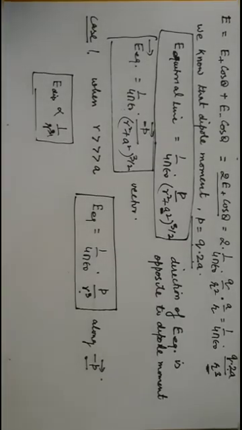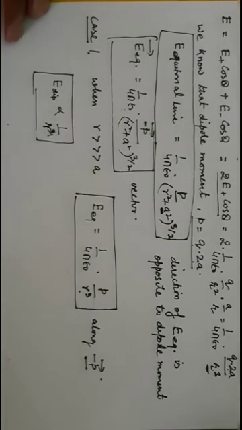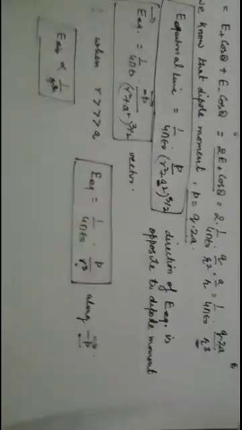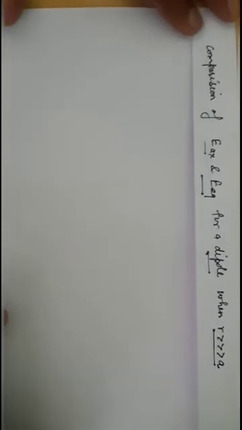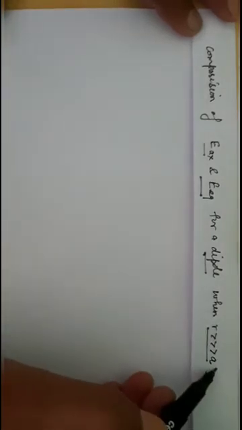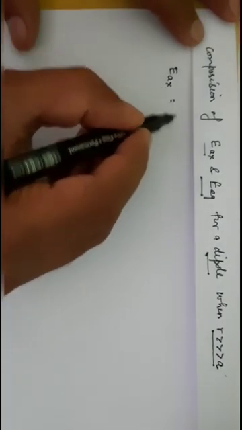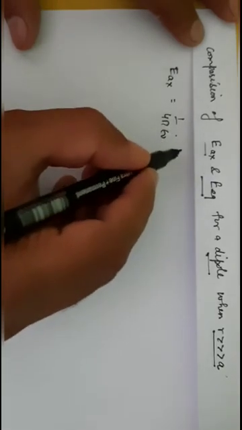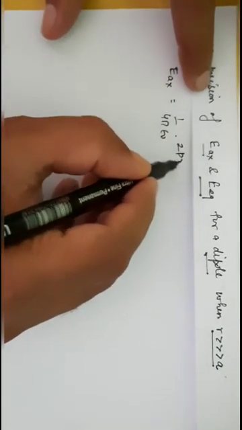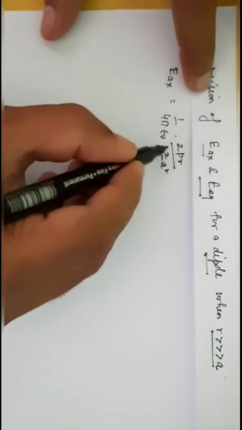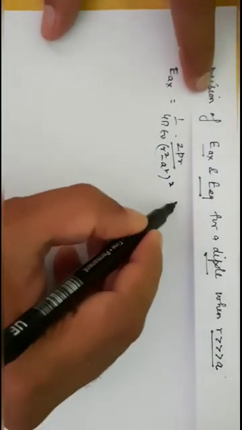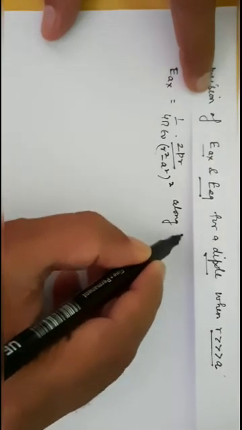Now, let us compare the electric field on the axial line and equatorial line for a dipole when r is very much large as compared to a. To do it, let us discuss the electric field on the axial line. Here, the electric field on the axial line is equal to 1 upon 4 pi epsilon naught, 2pr divided by (r square minus a square) whole square, along the direction of dipole moment.